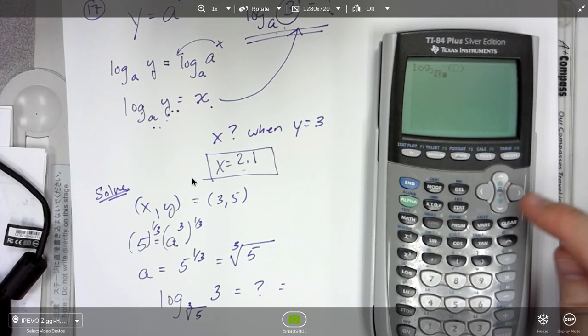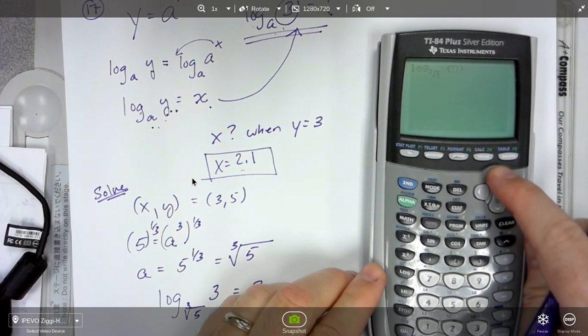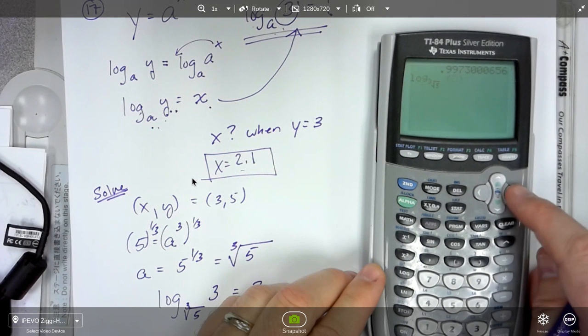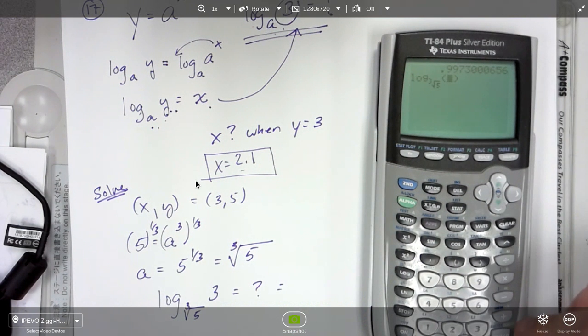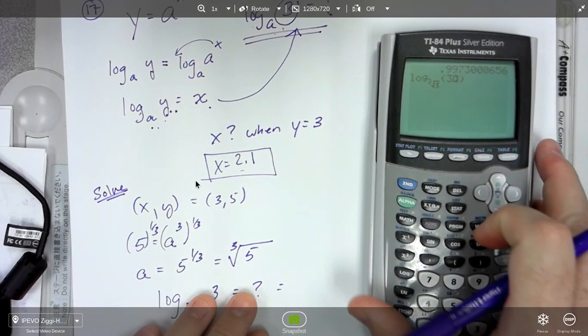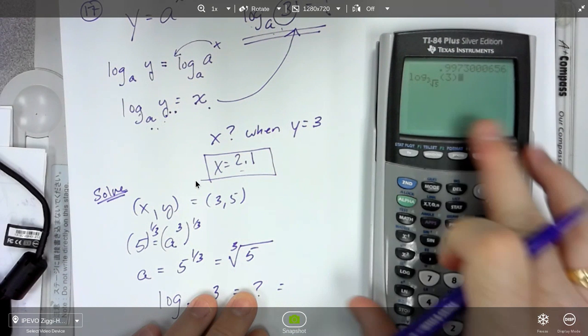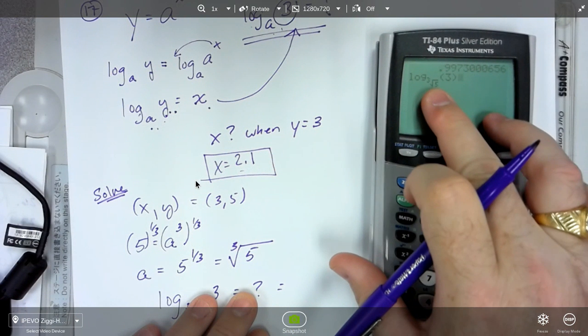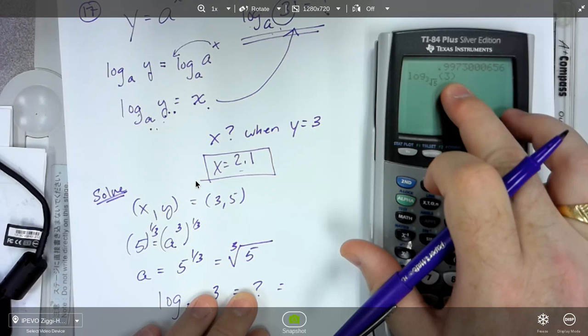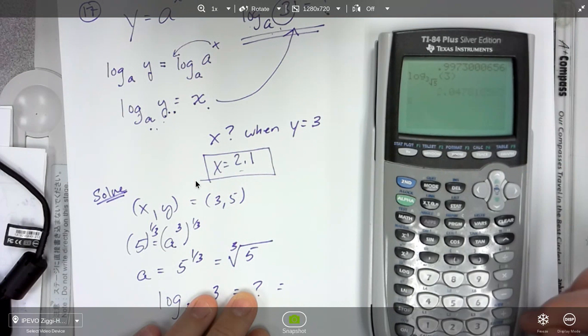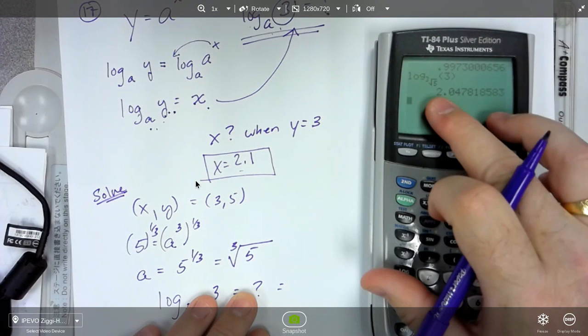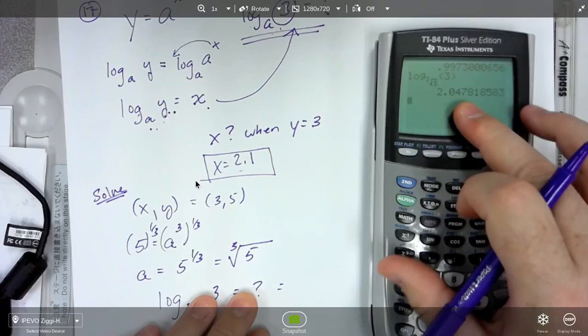No, I didn't do that right. Delete. I got to get up there. No. There I am. Do y'all see that? So you got log base A, that A is cube root of 5, of 3. And I get what? 2.0478.